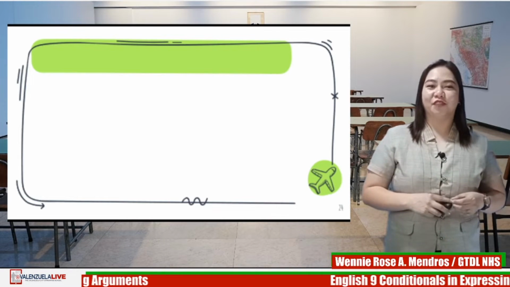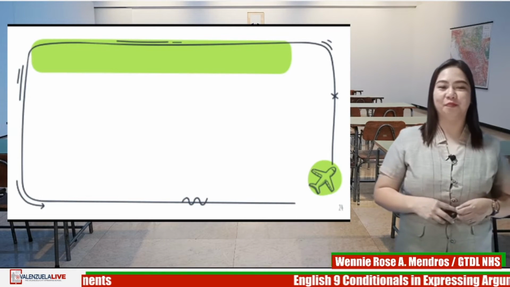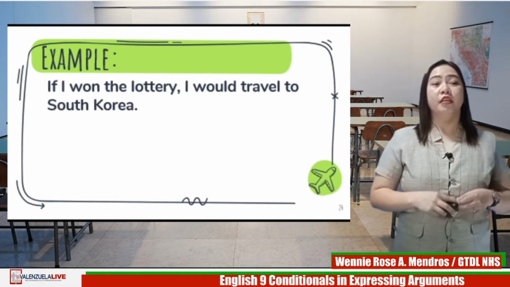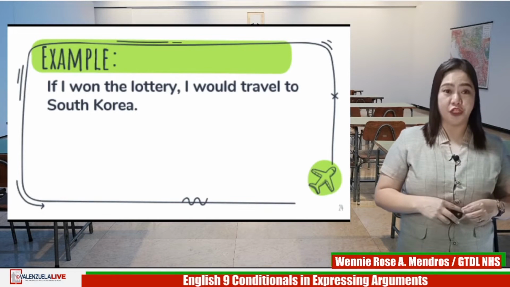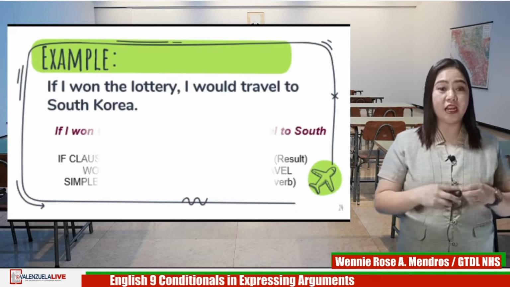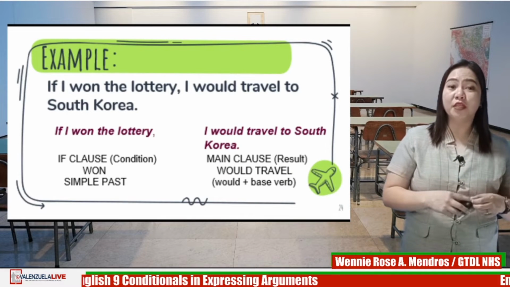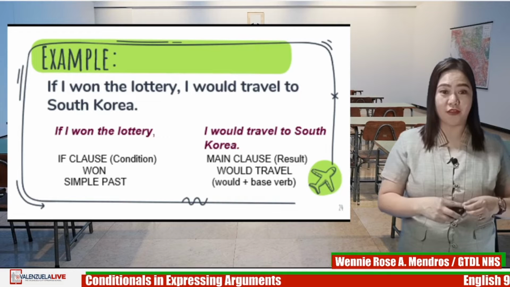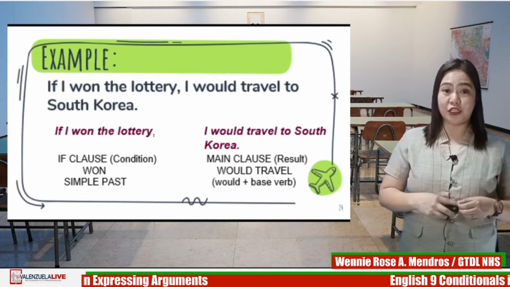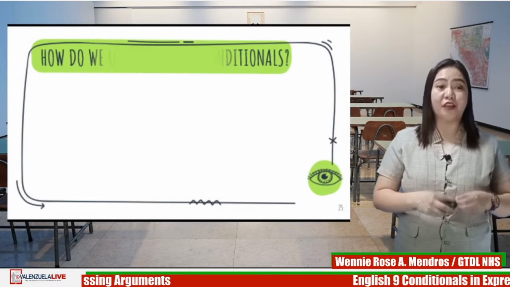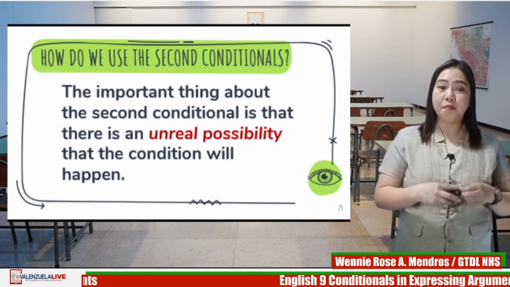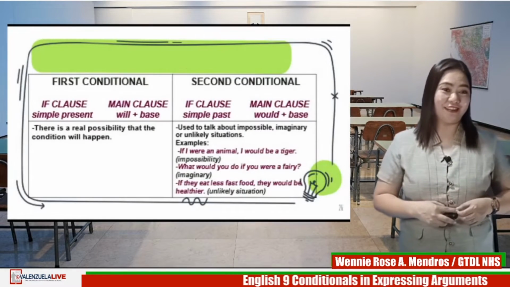To talk about this further, here is another example. If I won the lottery, I would travel to South Korea. Notice that we are thinking about a future condition. We use the simple past tense to talk about a future condition, and we use would plus base form of the verb to talk about the future result. The important thing about the second conditional is that there is an unreal possibility that the condition will happen. Let us compare the first and the second conditionals.